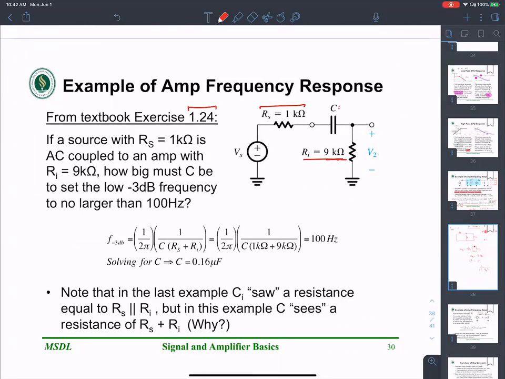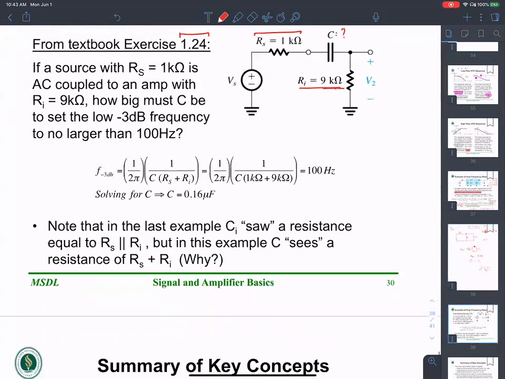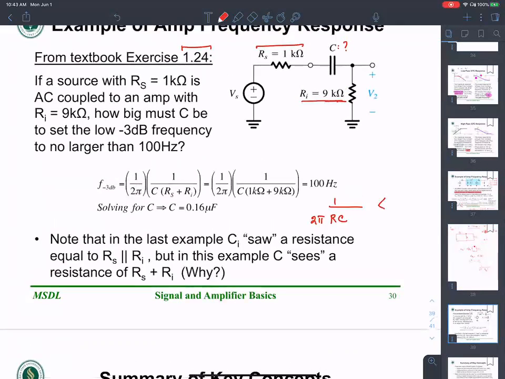The question is, how big must C be in order to set the low frequency negative 3 dB frequency no larger than 100 hertz? So here is the idea: 1 over 2 pi RC should be less than or equal to 100 hertz. That's the information that is given; you have to pick a C such that this holds.